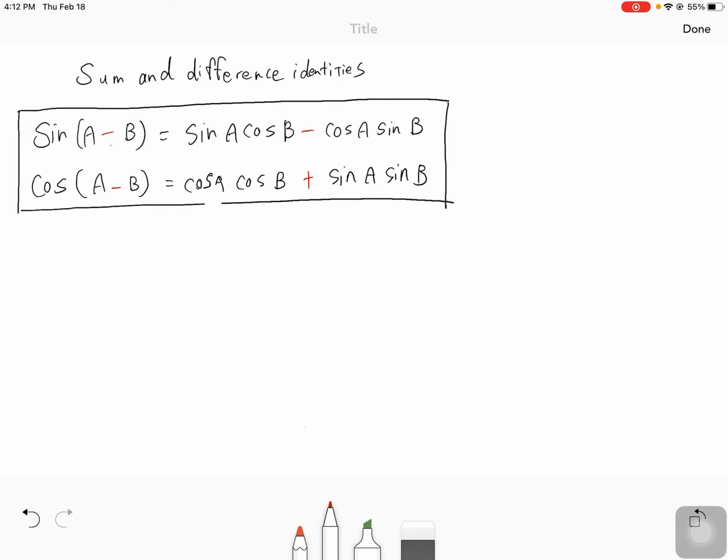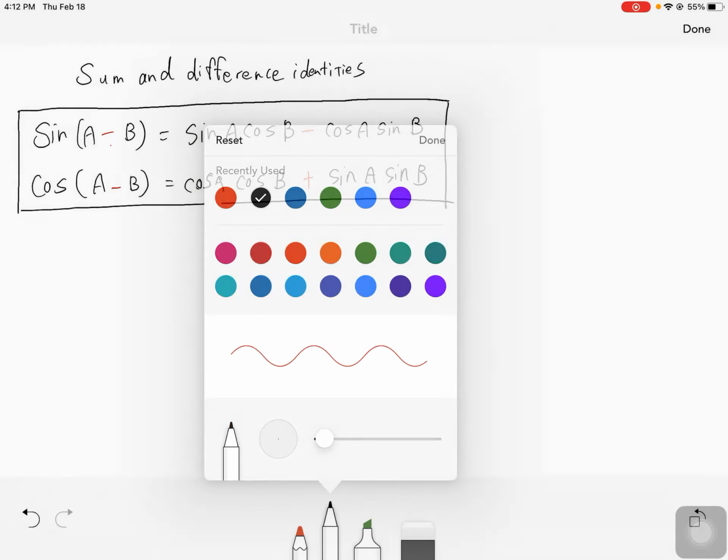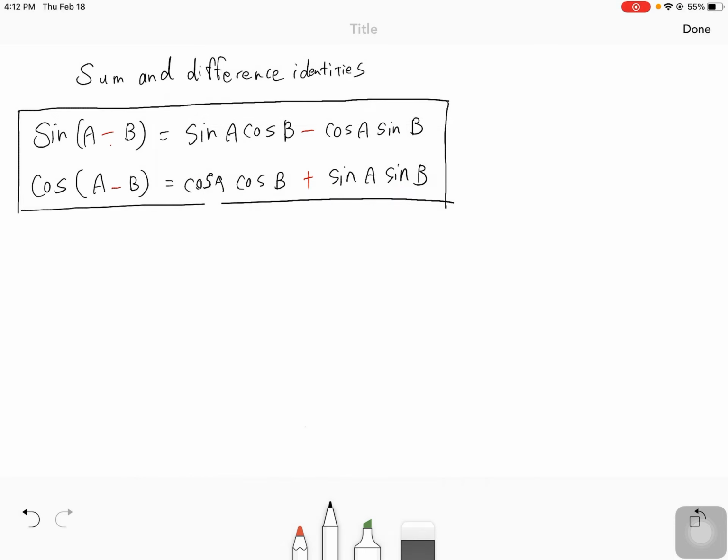Okay, but why do we need these equations? Let me explain with an example of when you need it. First one, cosine 105 degrees. Sometimes you need to calculate without a calculator, but can you do that? Let's try.